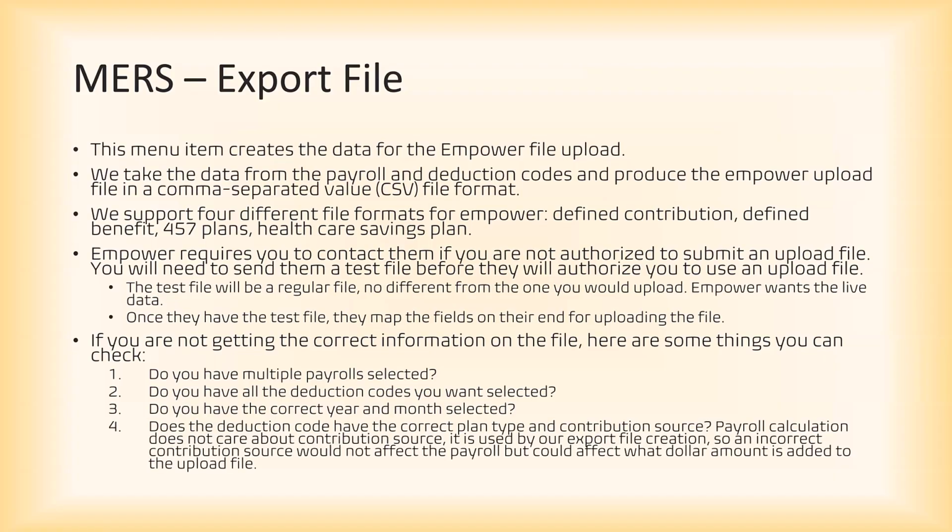Another one is make sure the deduction code has the correct plan type and contribution source. The payroll calculation doesn't care about contribution source. It is used by our export file. So an incorrect contribution source would not affect the payroll calculation, but it could affect what dollar amount is added in the appropriate column. So those are four quick and easy ways to check before giving us a call and having us take a deeper dive into why a number isn't showing up correctly.